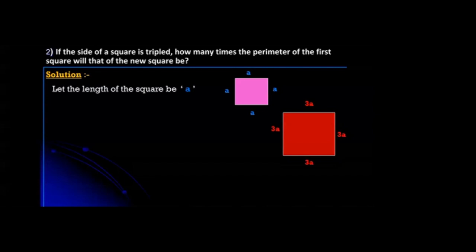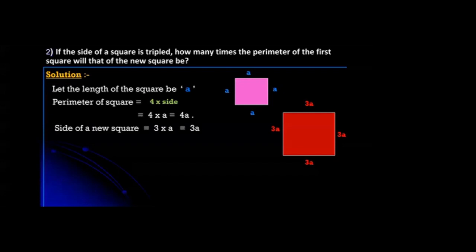Let the side of the square be A. As per the formula of perimeter of a square, it will be 4 multiplied by side, and the side of the old square is A. So it will be 4 times A. So we got the perimeter of the square as 4A. Side of the new square: we have seen in the red square, the side of the square is 3A, as it is given in the question that the side is tripled.